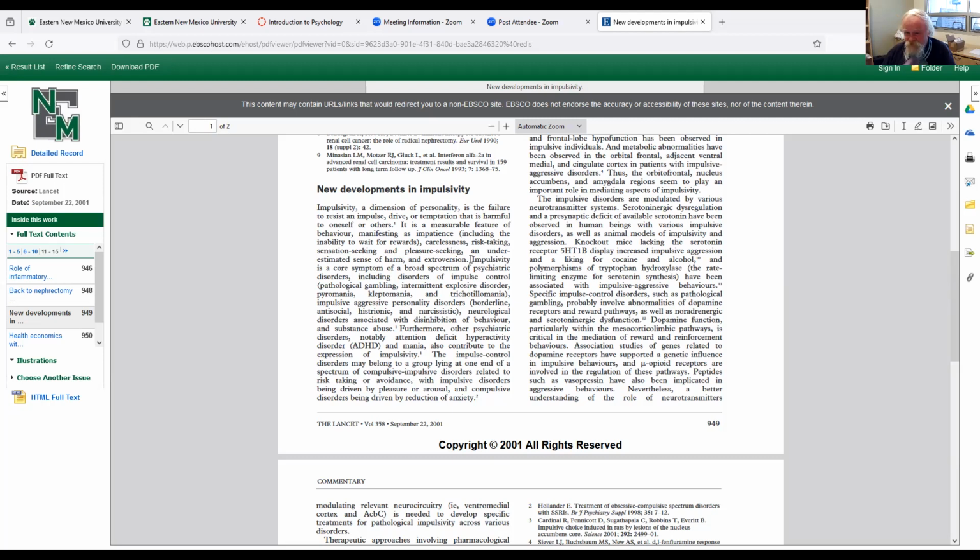And extroversion. Now, we don't really want that term because this is a dimension of personality instead of impulsive behavior, okay? Impulsivity is a core symptom of a broad spectrum of psychiatric disorders, including disorders of impulse control. Pathological gambling could be a phrase that you would.